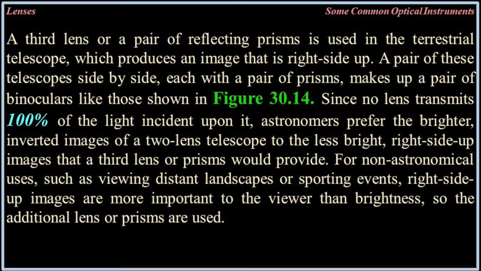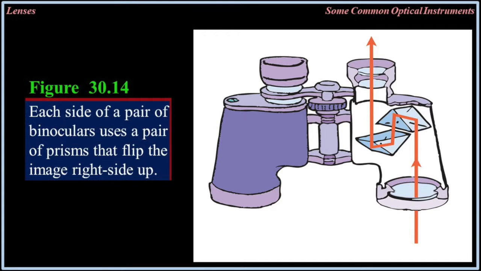A third lens, or a pair of reflecting prisms, is used in the terrestrial telescope, which produces an image that is right side up. A pair of these telescopes side by side, each with a pair of prisms, makes up a pair of binoculars, like those in Figure 30.14.